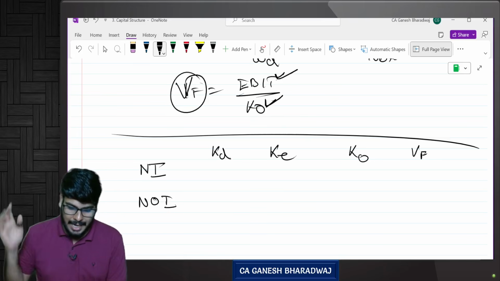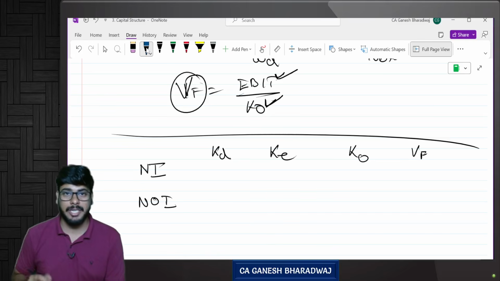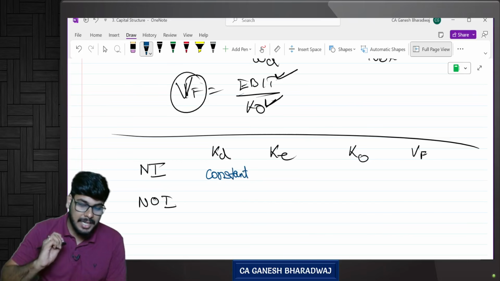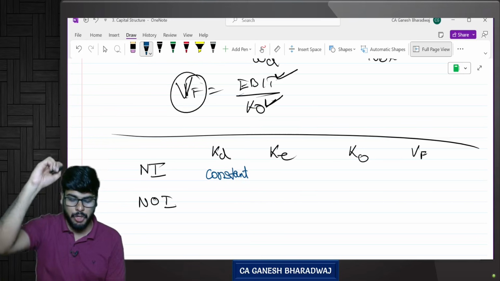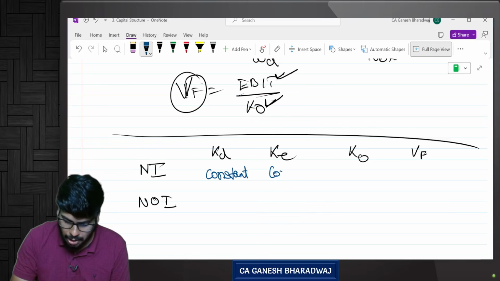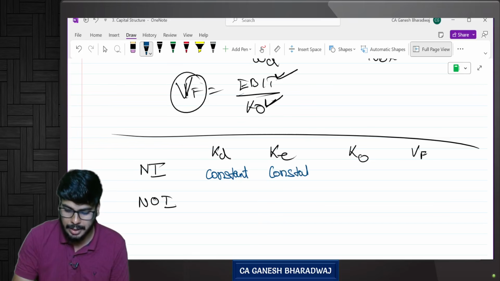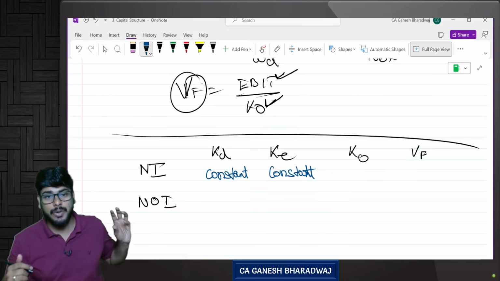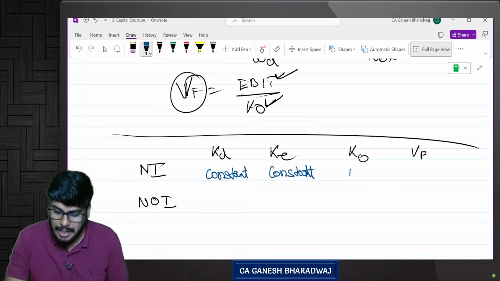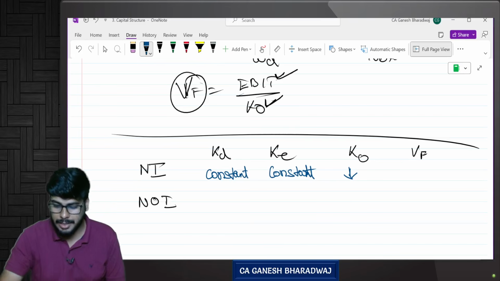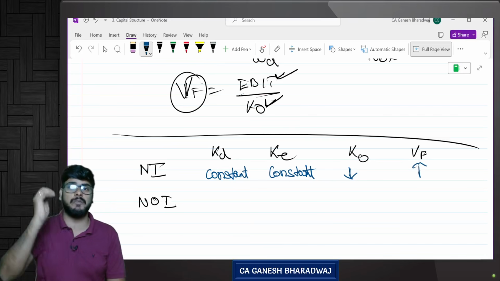The NI approach, net income, the first approach, says KD will remain constant. That is, with an increase in the proportion of debt in the capital structure, KD standalone will not change. KE also standalone will not change, correct? Yes. KO will change. That is, it will decrease. As you increase your proportion of debt, KO will decrease. And because KO decreases, your value of firm will increase. This is what we saw logically.